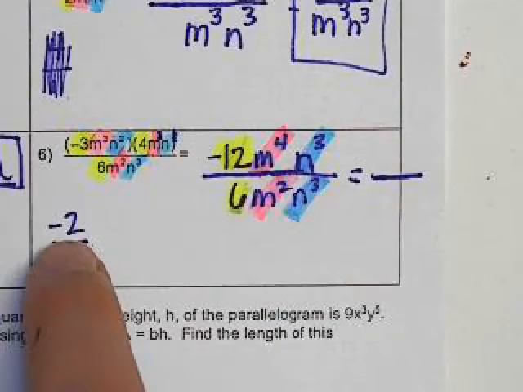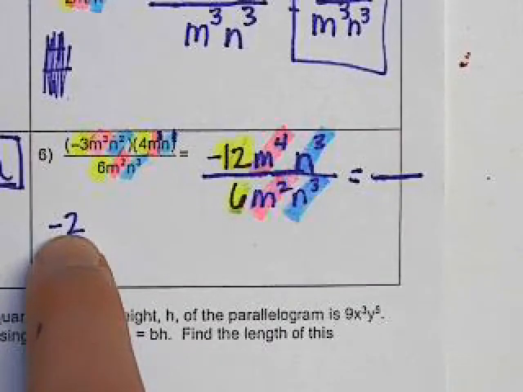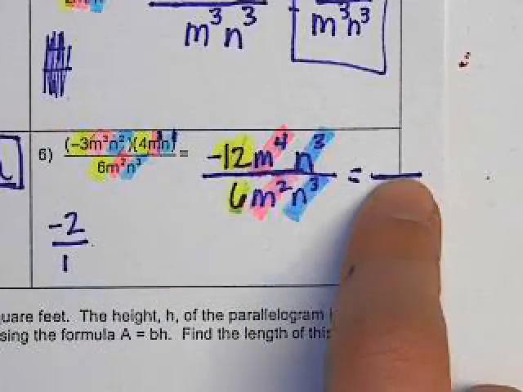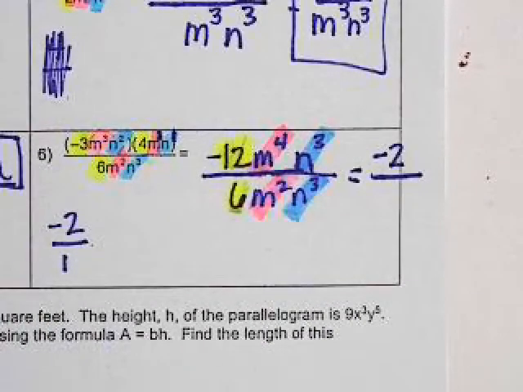So, negative 2 is on the top, right? So, as a fraction, it would be written on the top. So, when I write it over here, it's got to go on the top. There's no fraction.